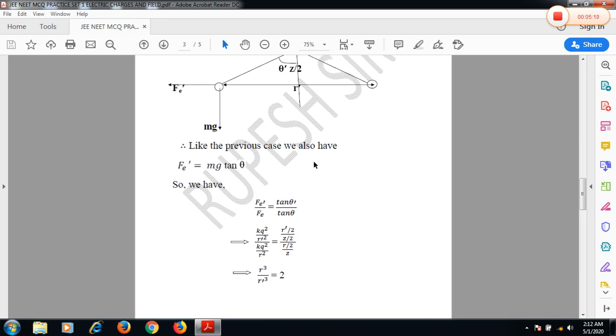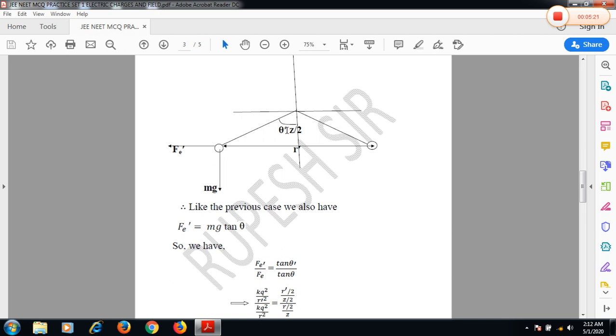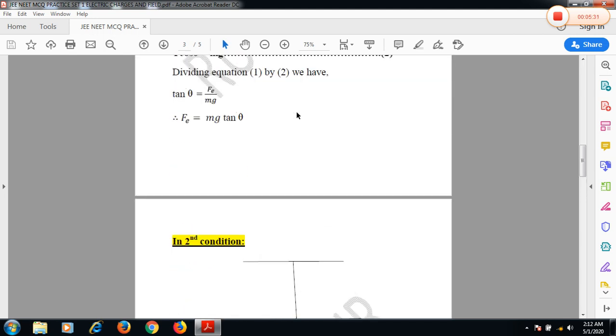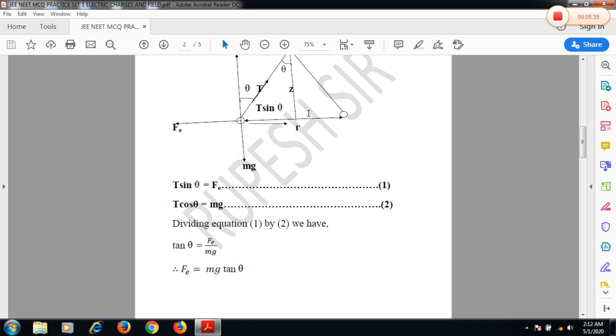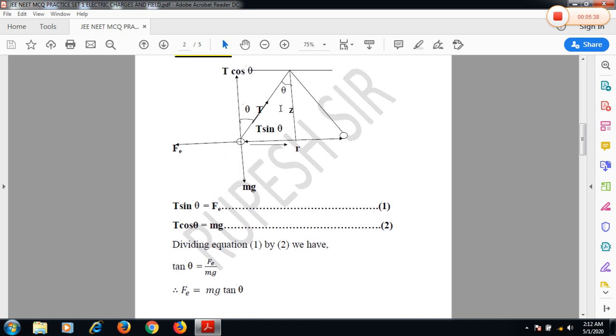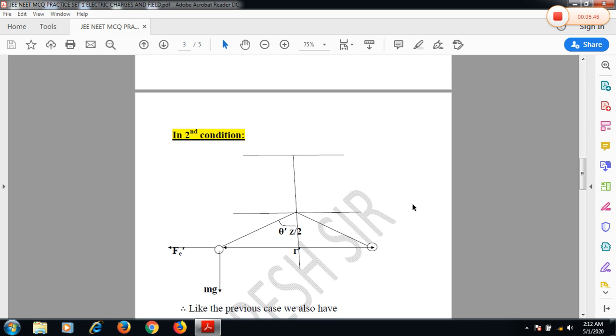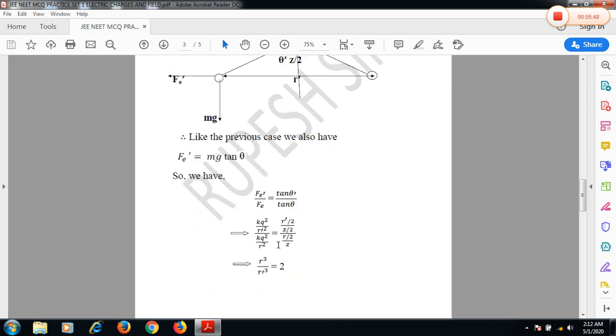See from the figure, here tan theta dash is r dash by 2 by z by 2. And from the previous figure, tan theta equals to, in this right angle triangle, r by 2 divided by z, and we have put these values in this expression.